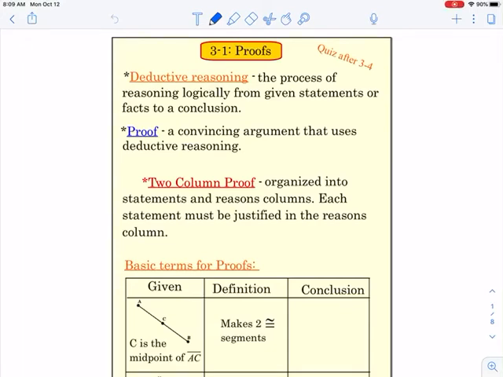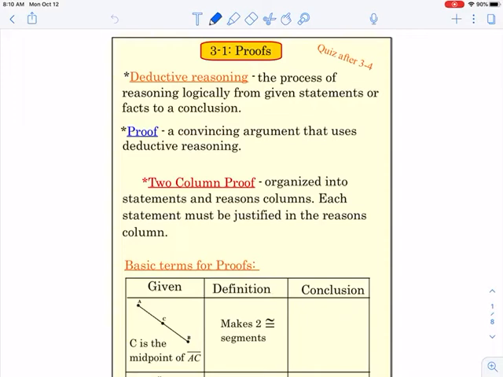So today we're going to start chapter 3, and you're going to have a quiz after section 3.4. 3.1 is going to be all about proofs. So deductive reasoning is the process of reasoning logically from given statements or facts to a conclusion.